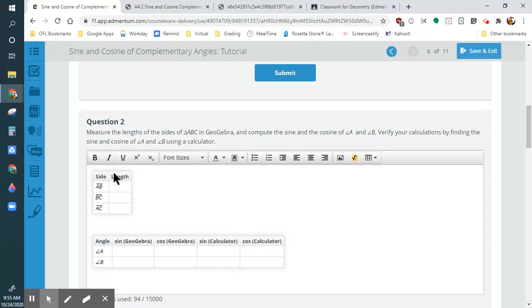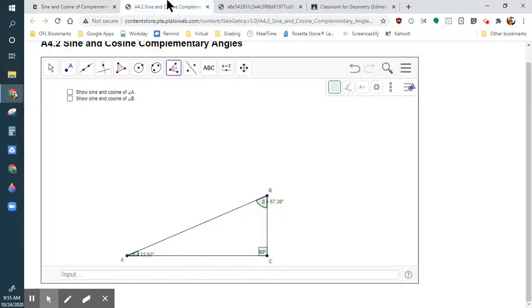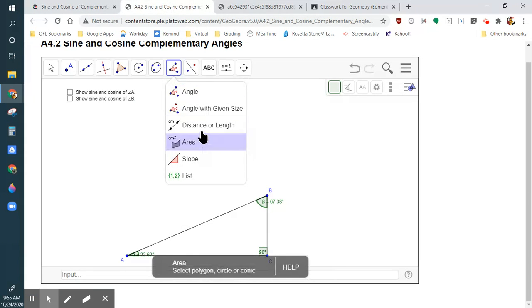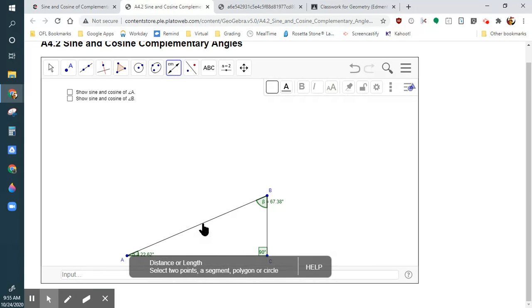Now they want us to measure the sides. So just to make this quick, I'm just going to touch the sides.